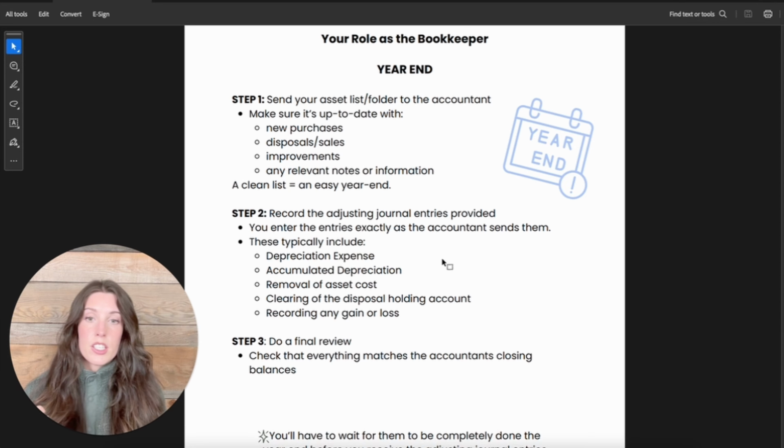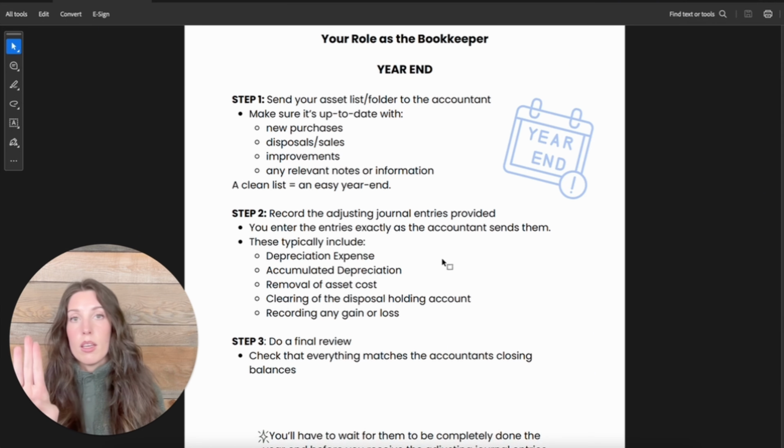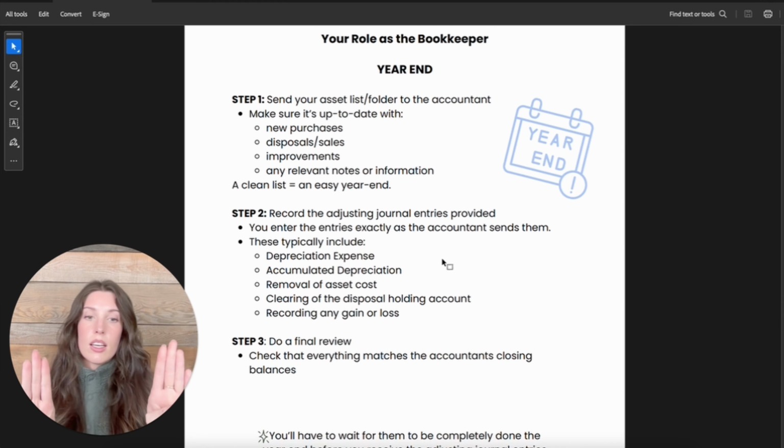Once that's done, you're just going to do a final check. You're going to look at the balance sheet and you're going to look at the accountant's closing financial statements and make sure they match. And that just says that you've entered the adjusting entries correctly, and then you're done.